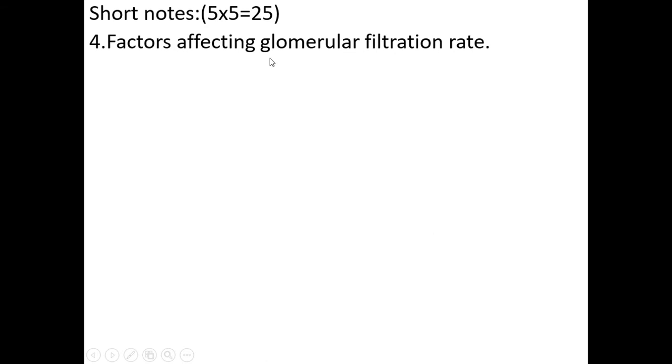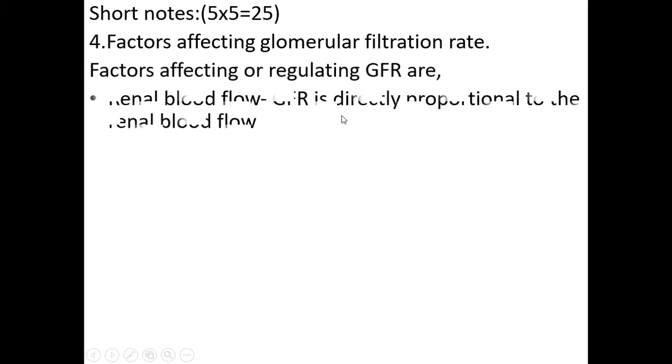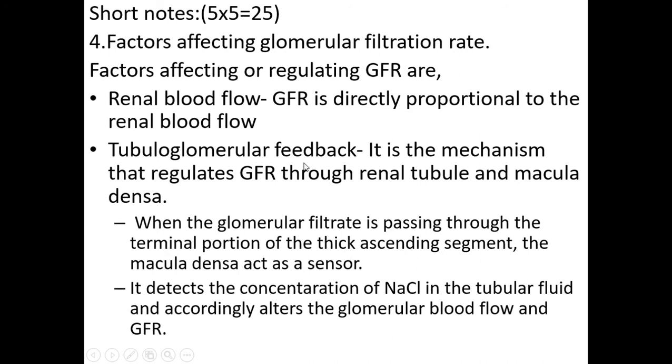Factors affecting glomerular filtration rate. The factors affecting it are renal blood flow. GFR is directly proportional to renal blood flow. Tubuloglomerular feedback: when the glomerular filtrate is passing through the terminal portion of the thick ascending segment, the macula densa acts as a sensor. It detects the concentration of sodium chloride in the tubular fluid and accordingly alters the glomerular blood flow and GFR.